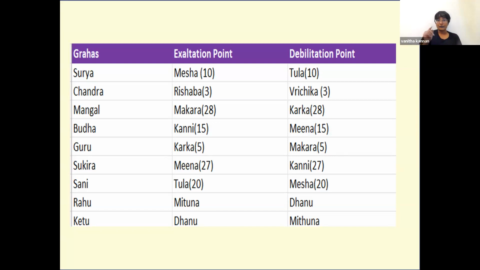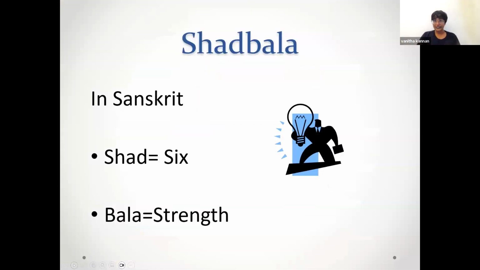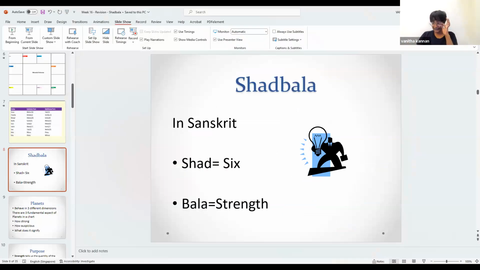Okay. Now Shukra, Kanni at 27 degrees. Shani, Mesha, 20 degrees. And Rahu debilitates in the opposite, Dhanu, and Ketu will debilitate in Mithuna. Okay, I gave too much today. We'll practice the same thing in the next class also, and we'll walk through one software so that you can easily understand. Use this one week to collect as many charts as possible. Is that okay? We'll end the class.